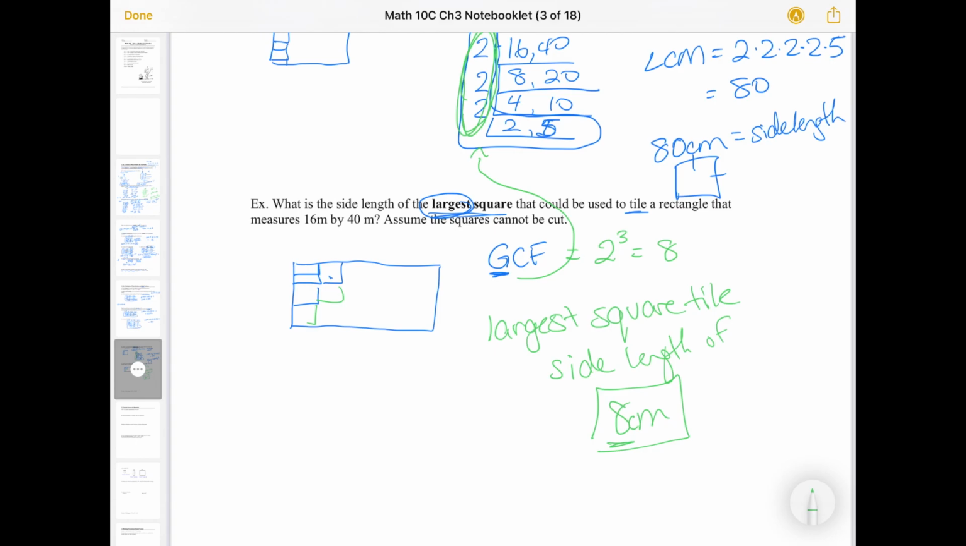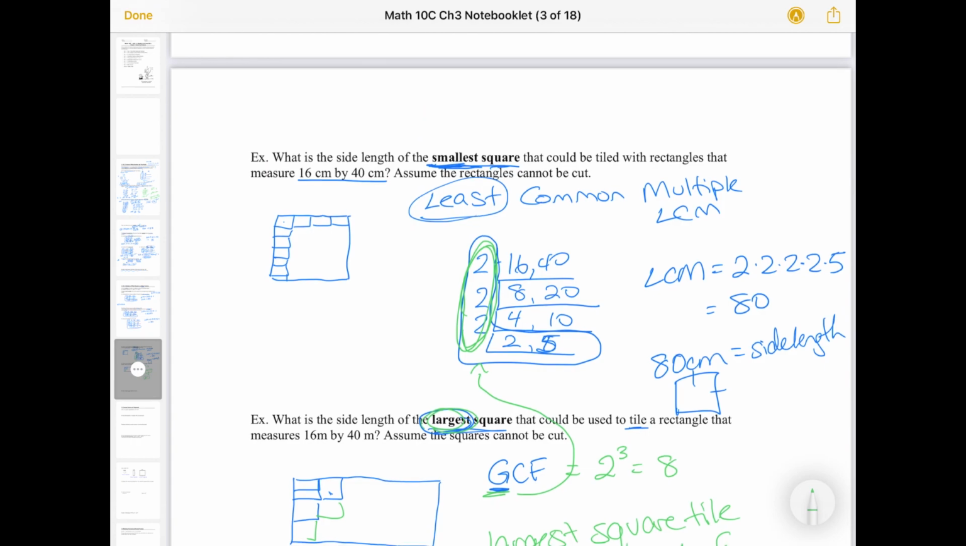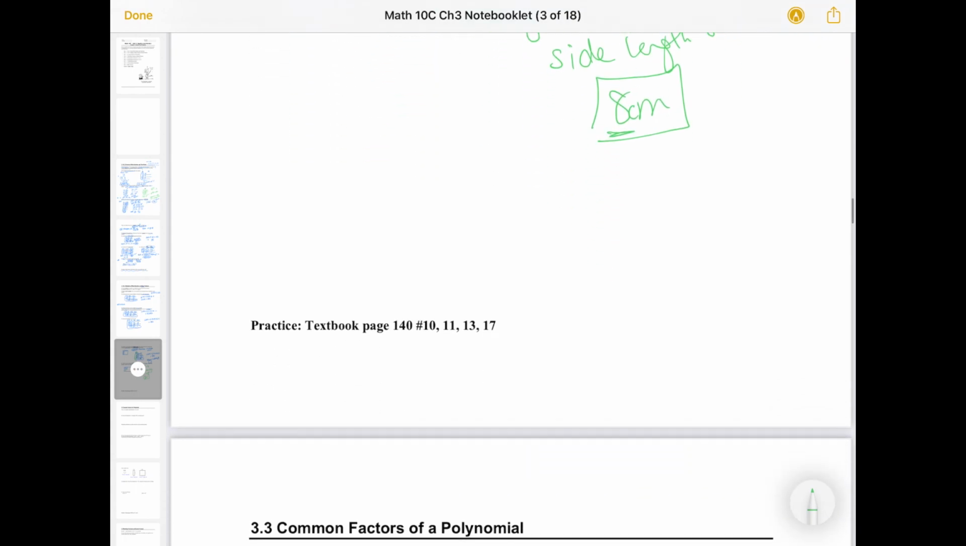All right, so that is some word problems. Again, if you see something asking for the largest, something that goes inside, a largest tile, that is going to be the greatest common factor. And above here, a small square room would be a least common multiple. All right, and that is it for this little section. So just lowest common multiples and identifying if you're finding GCFs or LCMs from a word problem.